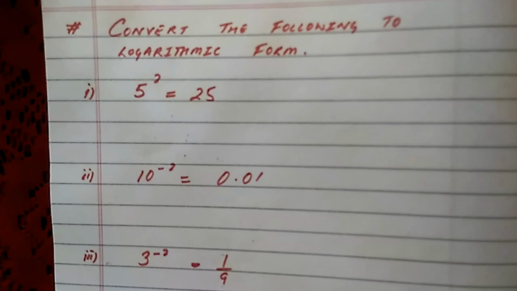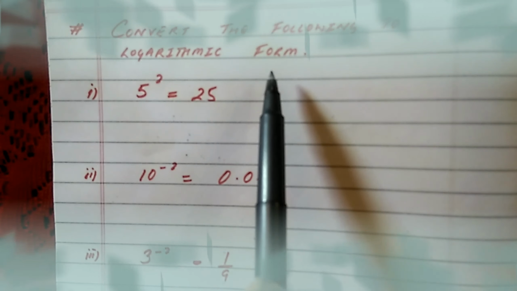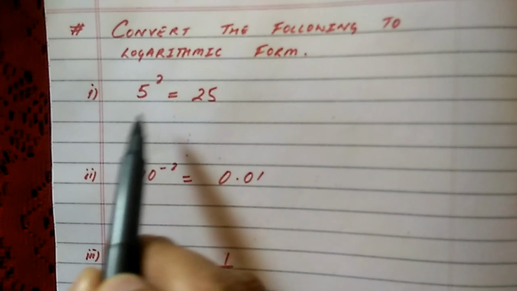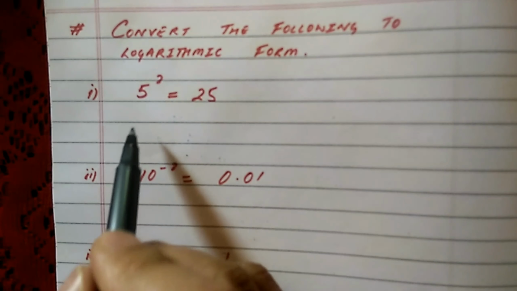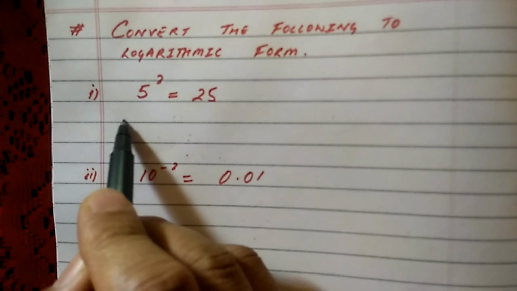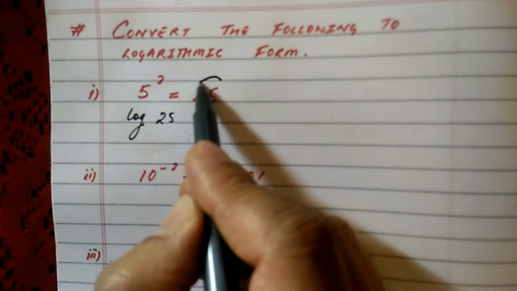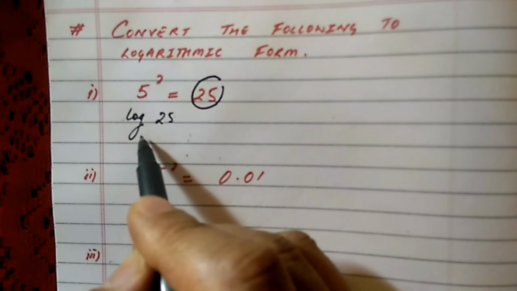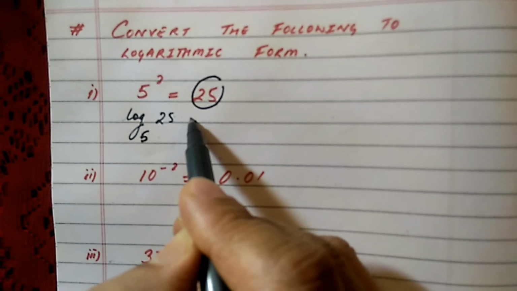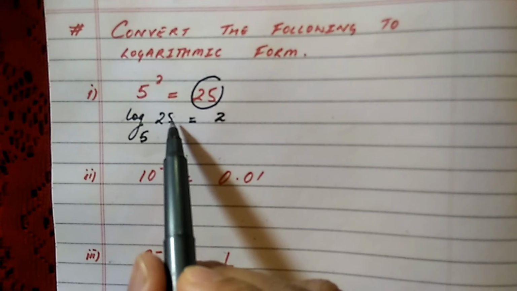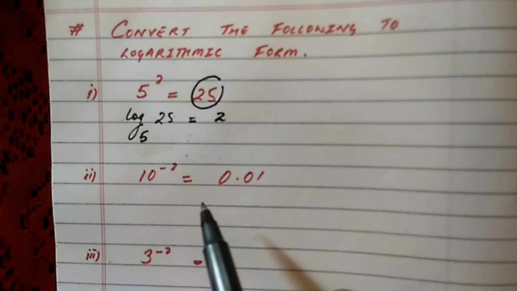Now let us look at some easy problems on logarithms. The first one, convert the following to logarithmic form. So you have been given 5 squared is equal to 25. So we have to write it in logarithmic form. This is in exponential form. Then we can write log of 25, so this I'm writing as log. Then this 5 comes down as the base and that becomes equal to 2. So we read it as log of 25 with base 5 is equal to 2.